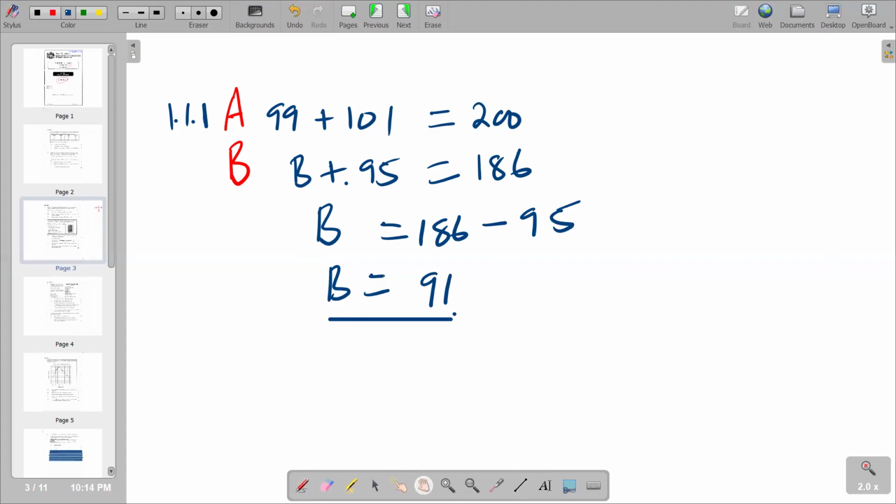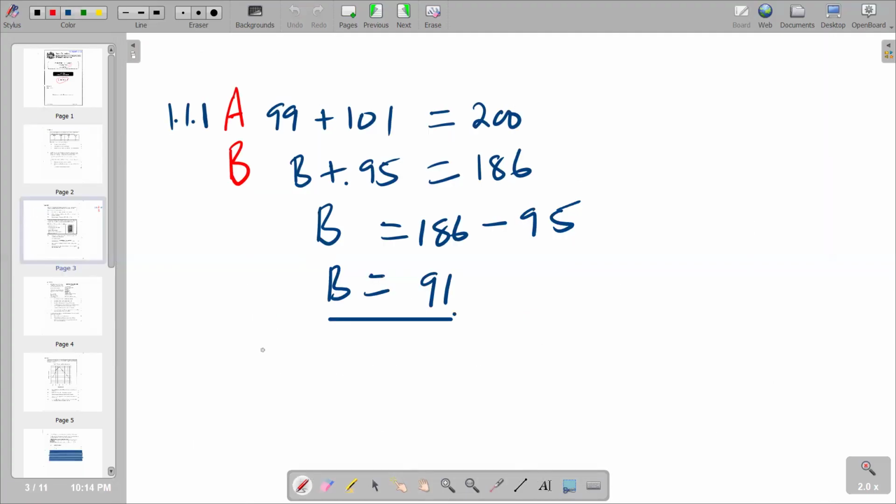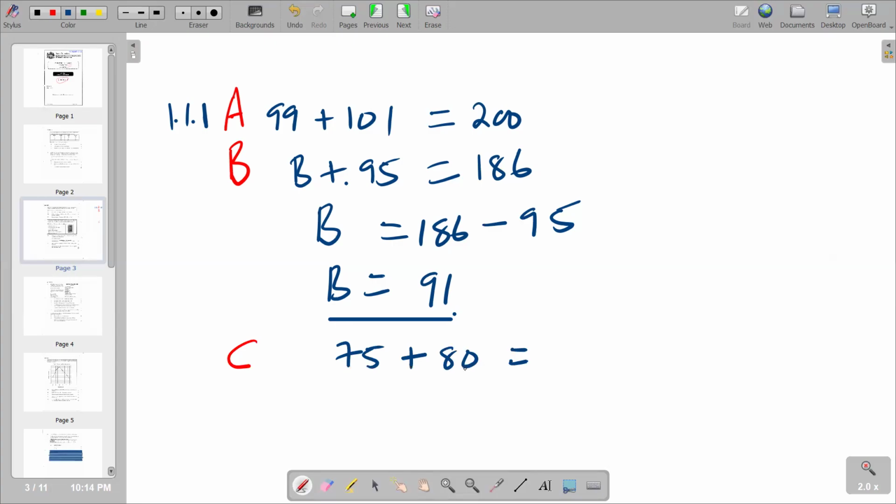So moving on to the next part, C, for grade 12, and then you get the total. So basically, that's how we are going to present it. We are saying 75 plus 80, you're going to get 155, and this becomes your answer.